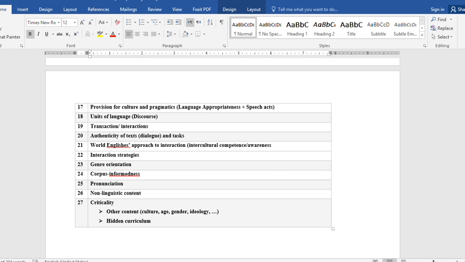Number 18, units of language. Okay, this is very important. This refers to our view of language. Remember, different theories of language. Suppose that you're given the opportunity to make a choice between Chomsky and Halliday. Whose theory of language is better to be used for language learning, language development?